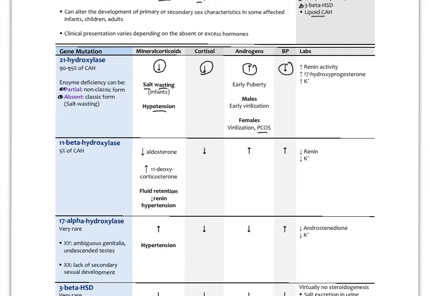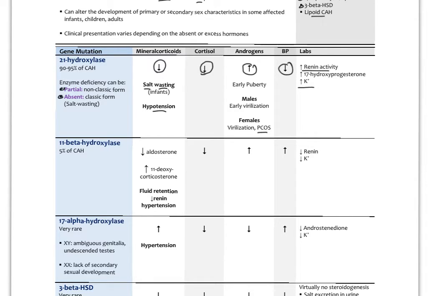with something like PCOS. Labs will see increased renin activity, so the macula densa in the kidneys is sensing the low sodium levels, and that is causing the release of renin into the blood to try to raise the renin-angiotensin-aldosterone system. So renin will be increased even though blood pressure is low, and there'll be increased 17-hydroxyprogesterone, which is a metabolite that needs to go through 21-hydroxylase. That's going to be increased here. And then potassium will be increased as well.